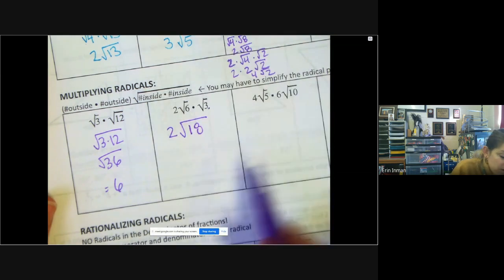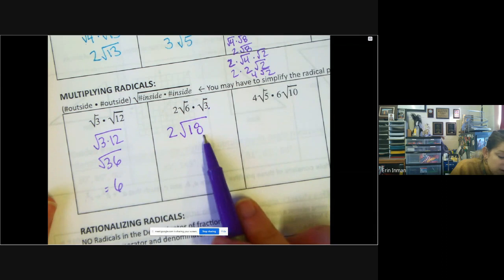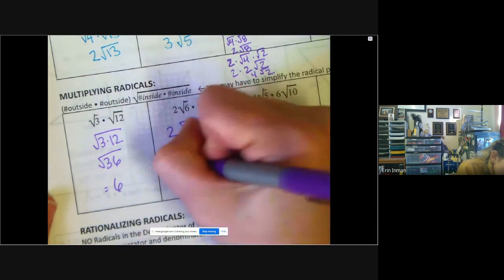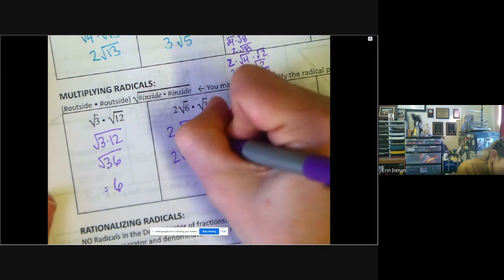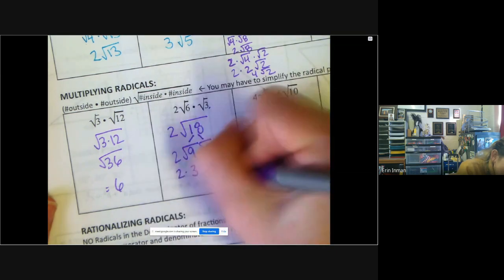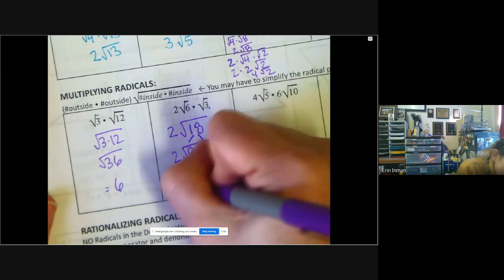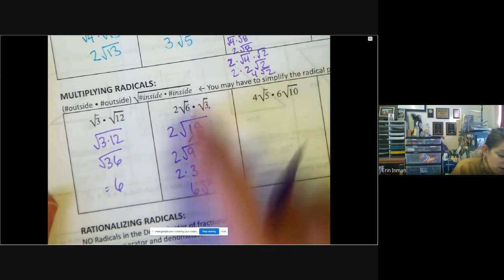Now here's a perfect example. This is not simplified because now 18 has a perfect square factor. It's 9 and 2. So square root of 9, square root of 2. I'm going to bring that down. And now this is 2 times 3 times the root of 2. So that's 6 times the root of 2. Okay, so this now became this.